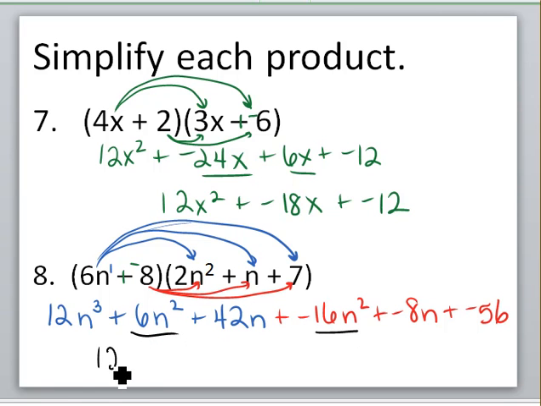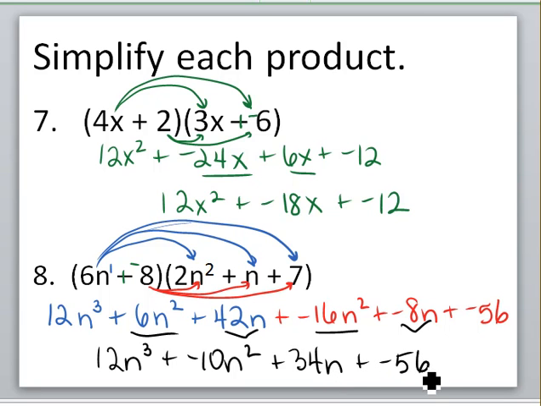So I have only just this 12n cubed, but then I have 12n squared plus 6n squared minus 16, which gives me a negative 10n squared. And then I have a positive 42n and a negative 8n, which gives me a 34n. And then I have a negative 56.